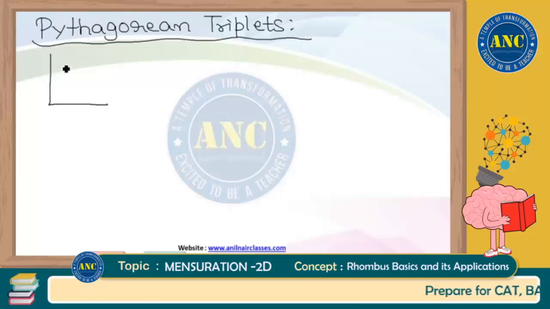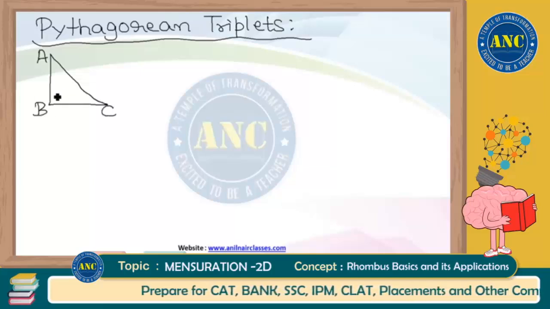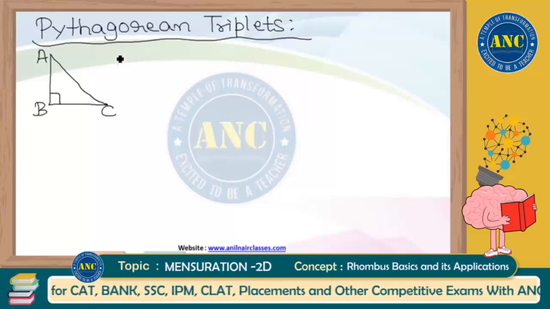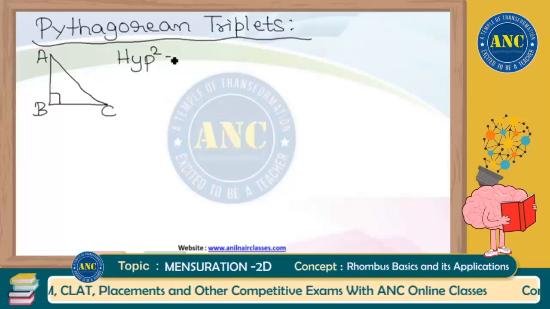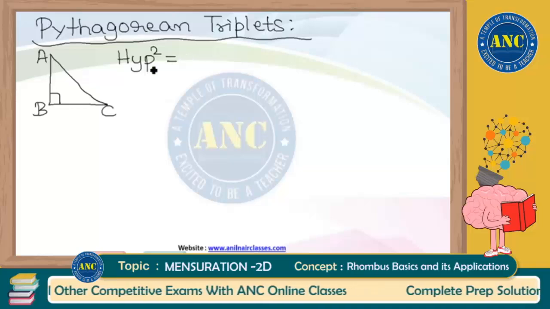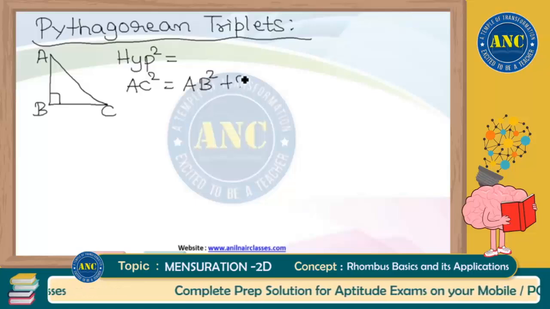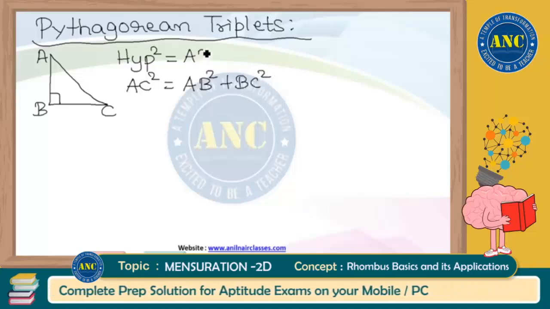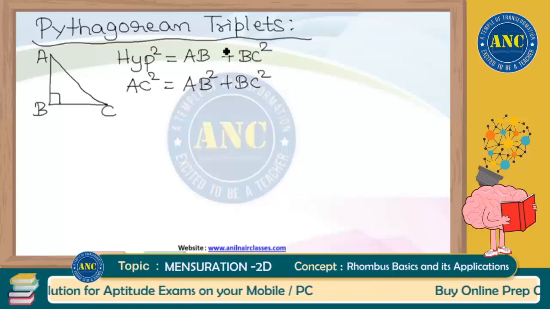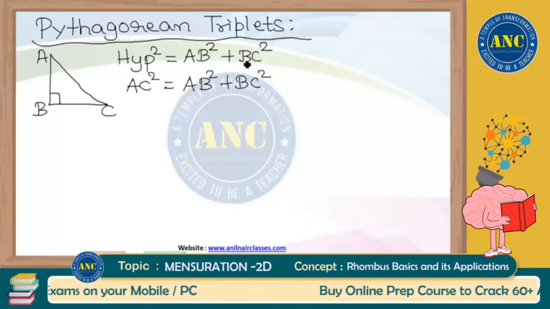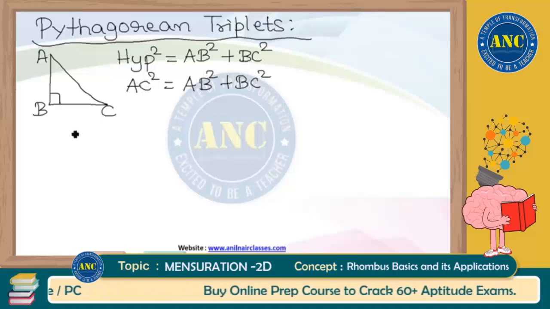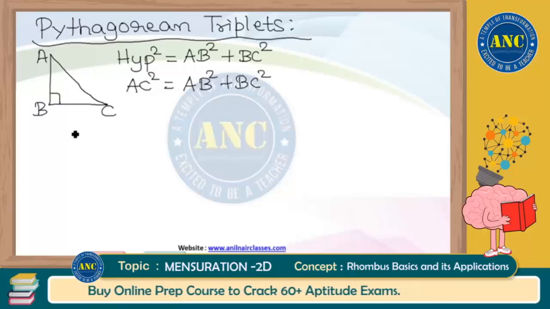First thing that you need to know is that the Pythagoras theorem is applied only for a right angled triangle. If I take my right angled triangle ABC, the Pythagoras theorem says that hypotenuse square, which is AC square, is equal to the sum of the squares of the other two sides. The other two sides are AB and BC. Now, there are various Pythagorean triplets, and you might know some of them, but I do not want you to learn them by heart. I want you to know how to derive them.